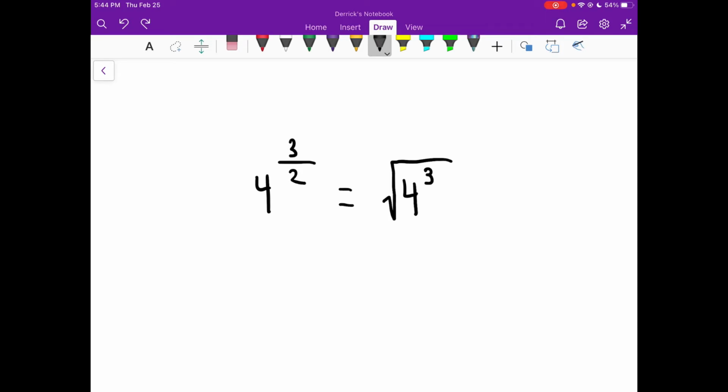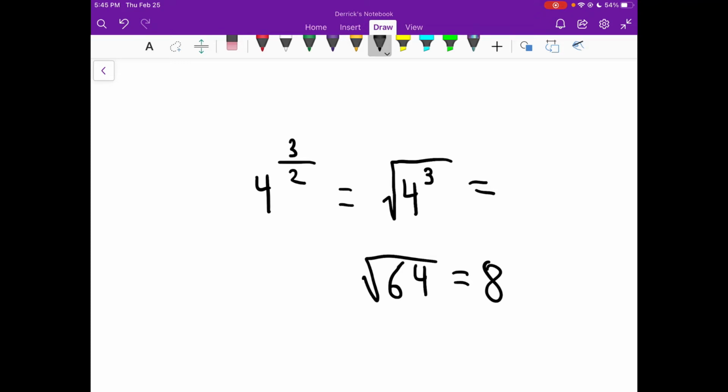Well, 4 times 4 is 16. 16 times 4 is 64. But you'd still have the square root left because you haven't done that yet. So what's the square root of 64? Well, that's 8. But let's say instead, you'd rather square root 4 first.